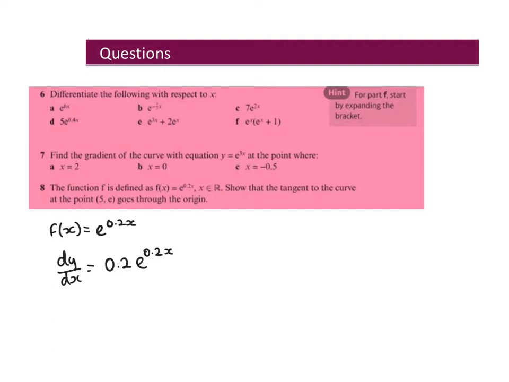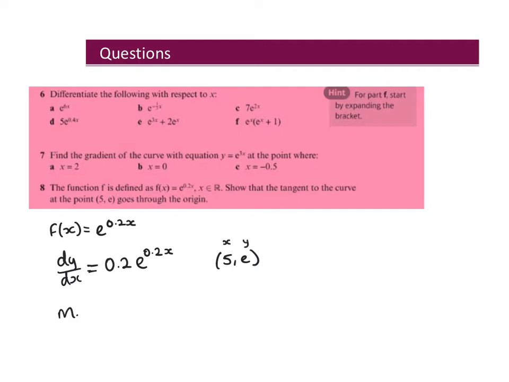Okay? Then it says, show that the tangent to the curve at the point 5, e goes through the origin. If it's tangent to the curve at that point, the gradient is that. If it was perpendicular to the curve at that point, obviously we'd do the negative reciprocal. But this is tangent. Remember Pure 2? So the gradient for the tangent is in fact this at the point 5, e. So 5 is my x coordinate, e is my y coordinate.